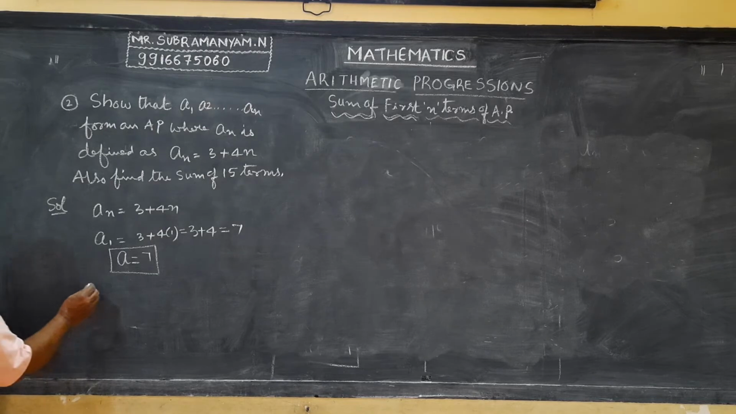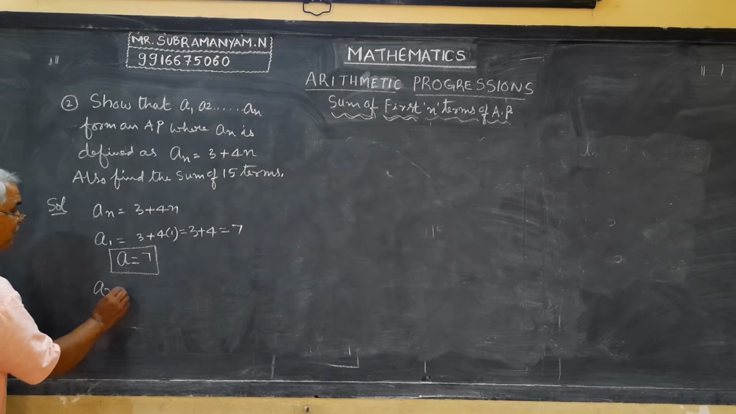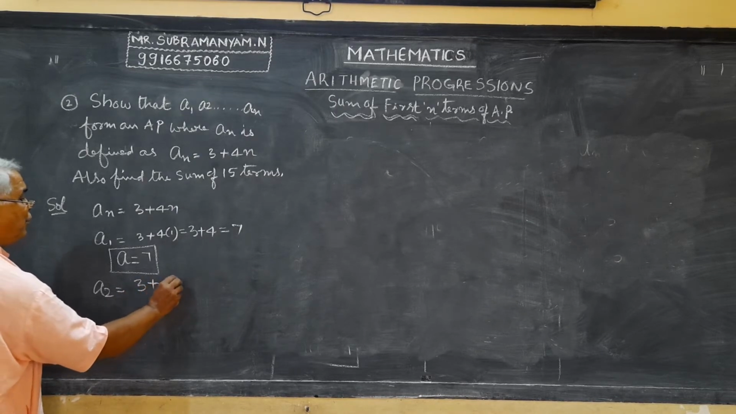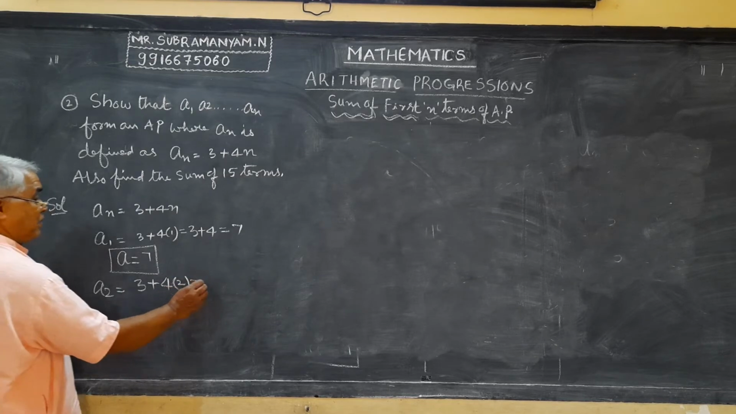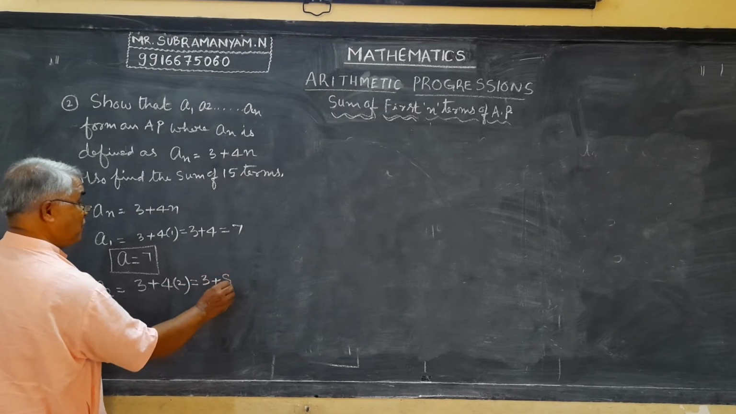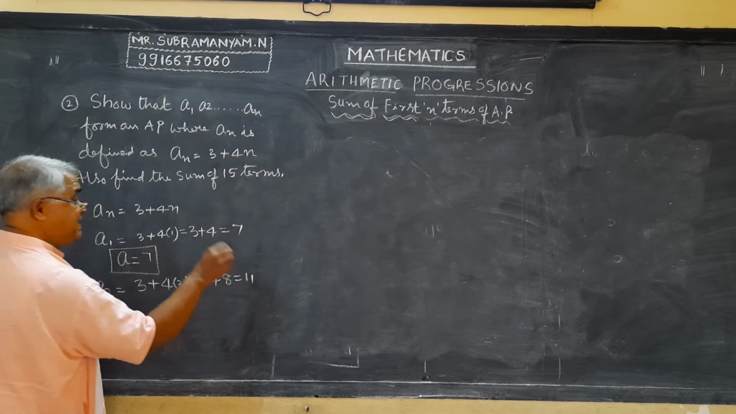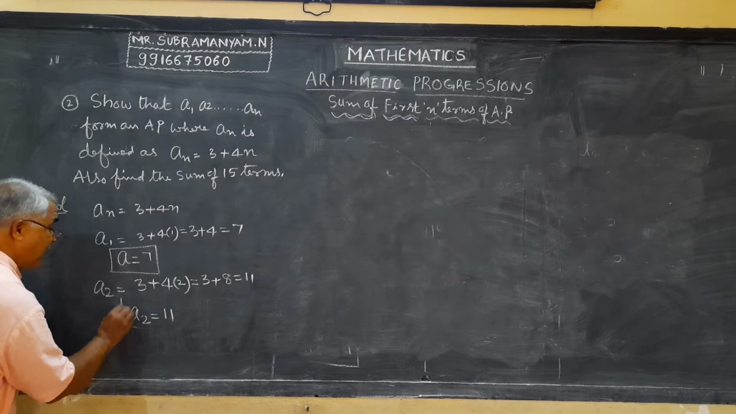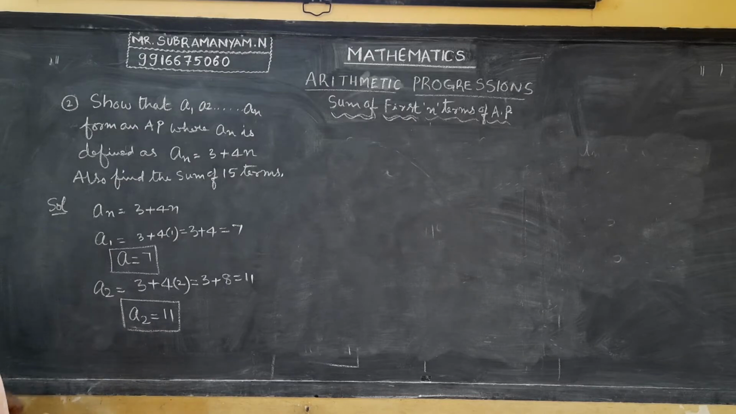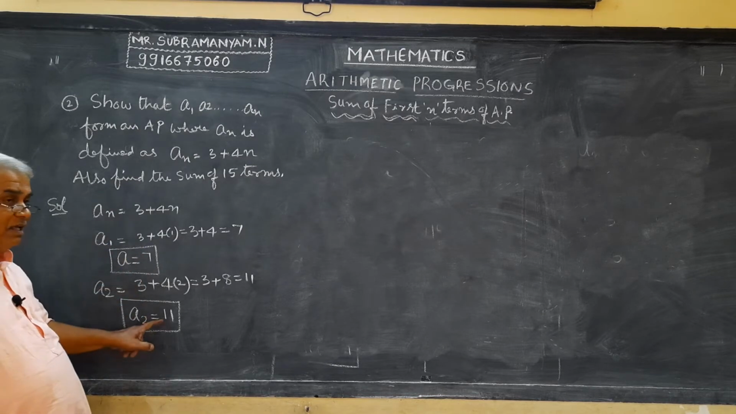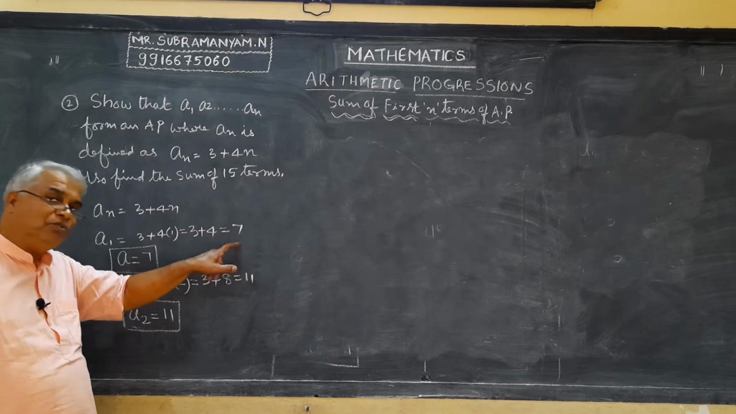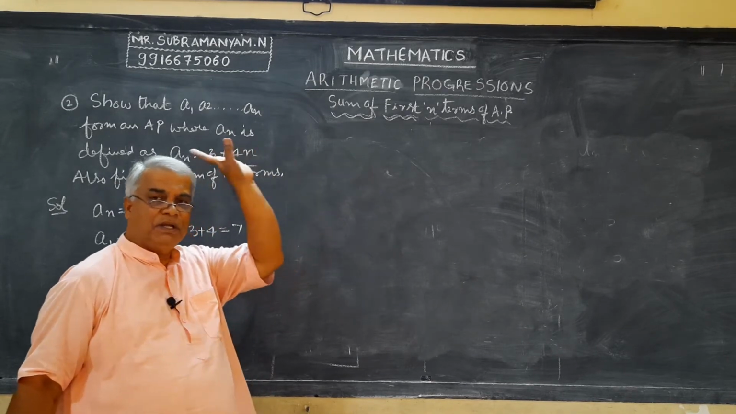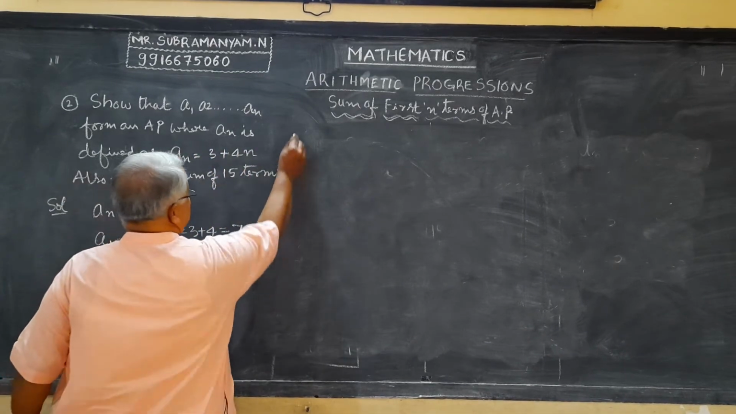Next, we take A2. A2 equal to 3 plus 4 into 2. 3 plus 4 2s are 8. That is 11. That means A2 value is 11. See, now we have got the idea. First number 7, second number 11, third number what? How to find? Find common difference. Go on adding common difference, you will get third term, fourth term, 10th term or any term.